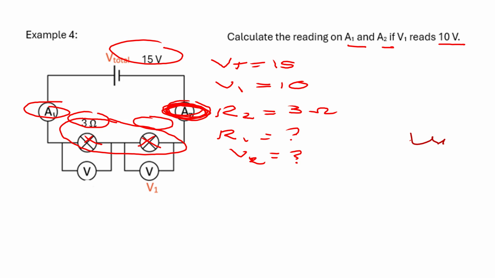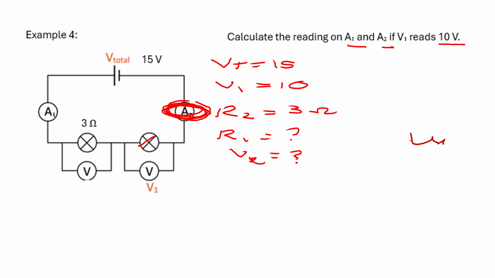So if you look at what information is given, let me just erase this so that it's a little bit clearer. When you look at all the information that is given, we can then determine what the question is actually asking us. Okay? So they gave us V total and V1. We can find V2 from that.